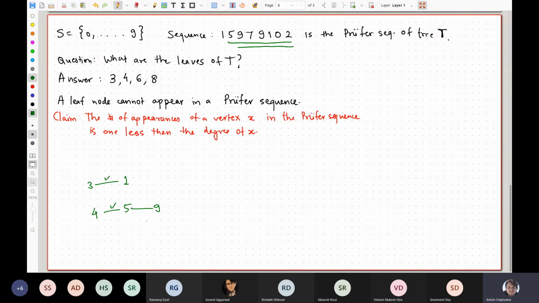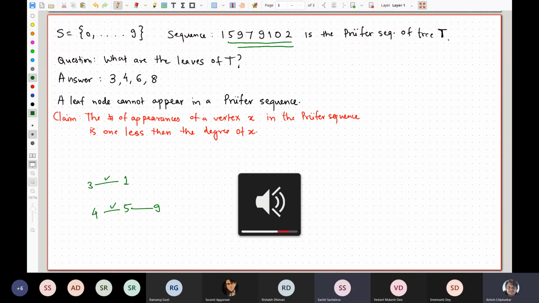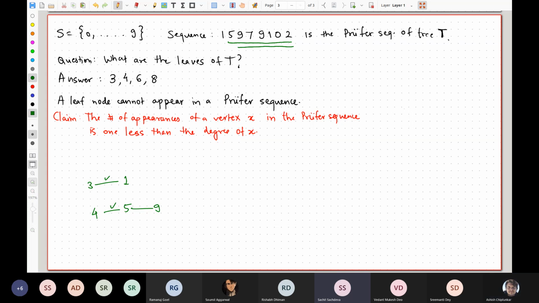Raise your hand if this argument is not clear. Why is 5 chosen and we have attached 9 to it and not 6? Yeah, Sachit, is this not clear? Yes, sir. Like 5 is attached to 9, that step is not clear. Okay, we'll do it once again. Don't worry.